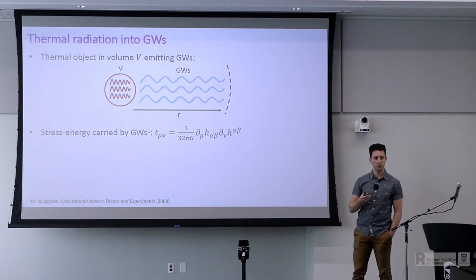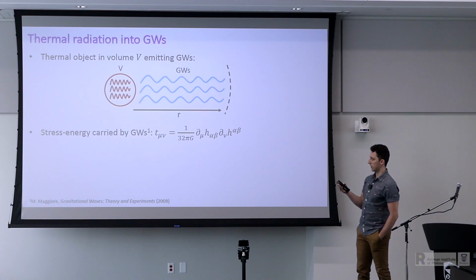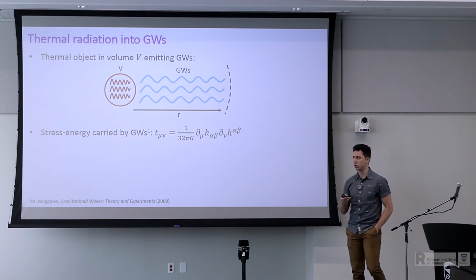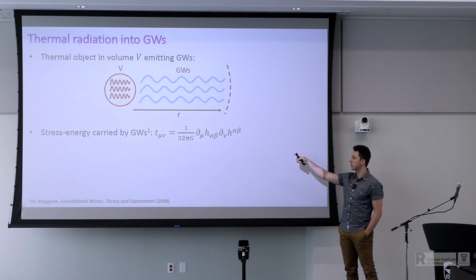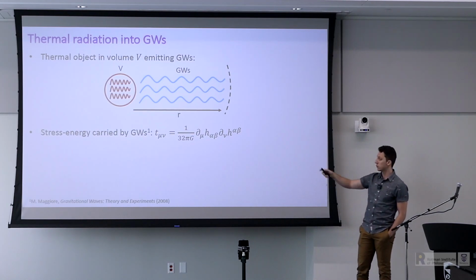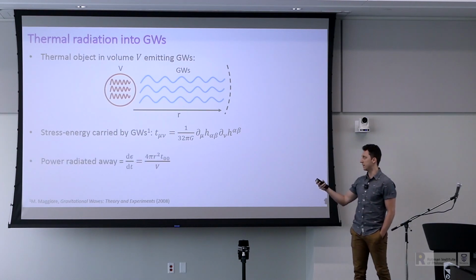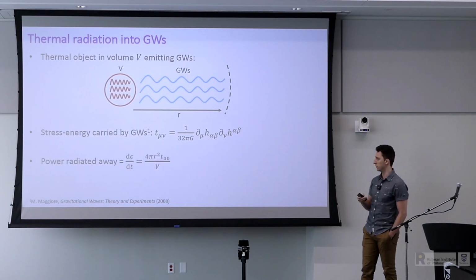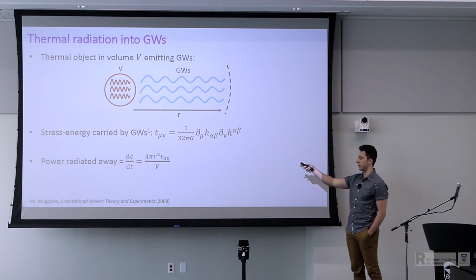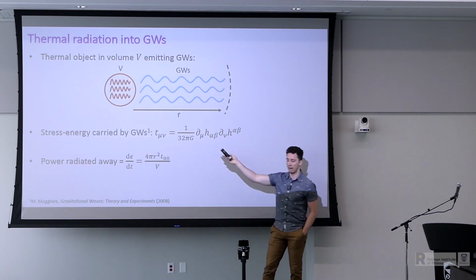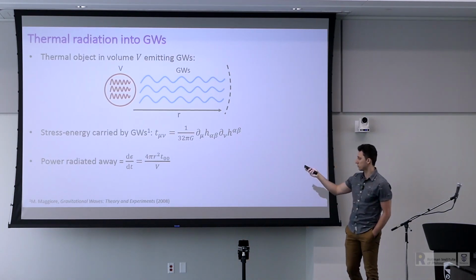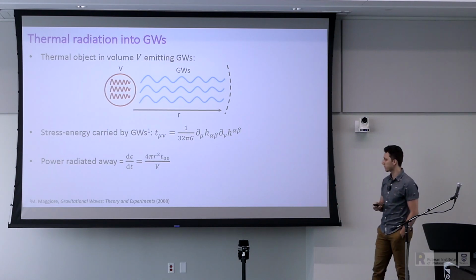It's well known in the gravitational wave literature, and I'm not going to get into the details of this, but it can be shown that the stress energy carried by a gravitational wave can be written in terms of the derivatives of the metric perturbation h. So we're going to use this expression to write down the power radiated by the thermal source into gravitational waves. So this is the expression for the radiated power. It's the energy divided by the time. And you see we can write that in terms of the T00 component of the gravitational wave stress tensor. T00 component because that's the energy density.